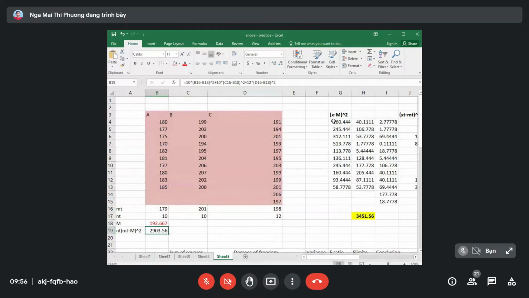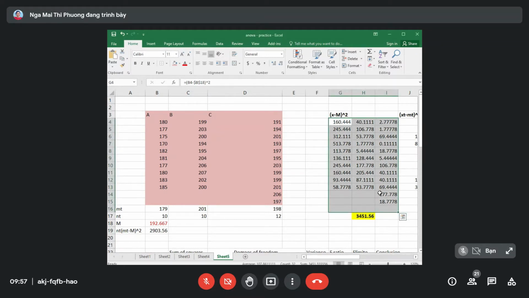Now, we also have to calculate the variance of treatment. So what is the upper part of the variance of totals? The upper part of variance of total is x minus big M square.